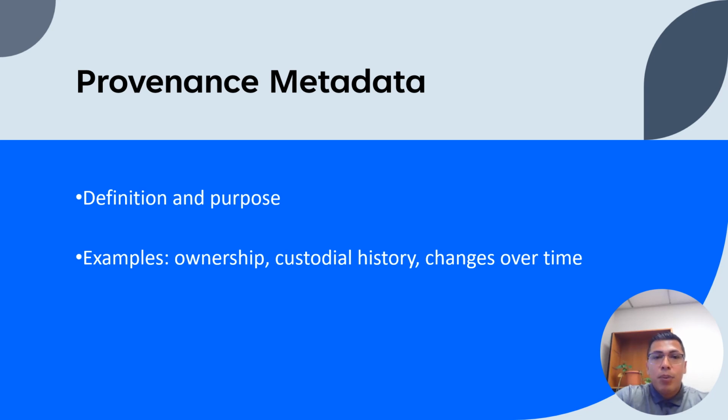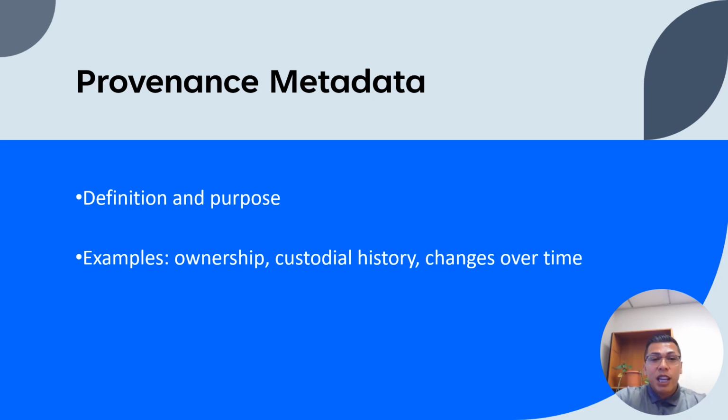Some aspects of provenance metadata include ownership, information about the individuals or organizations that have owned or held the resource at specific points in time, over various points in time. Custodial history, a record that shows the transfer of ownership, possession, or responsibility for the resource from one individual or organization to another over various points in time or a specific point in time.